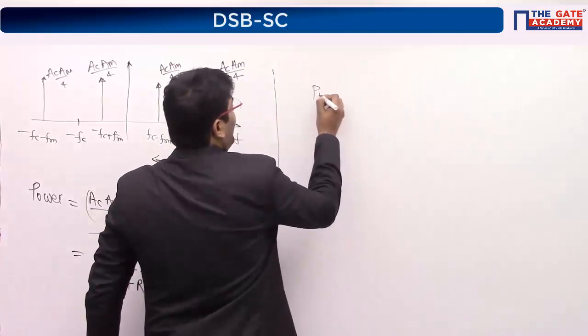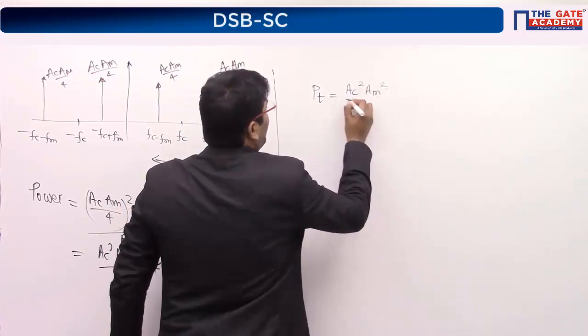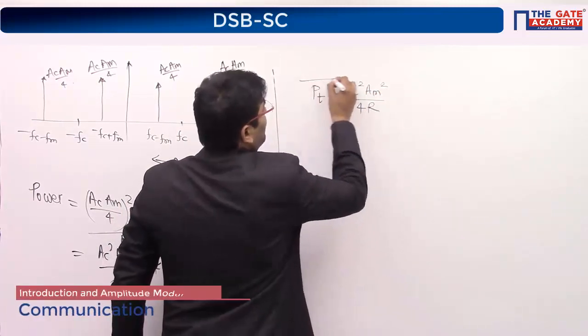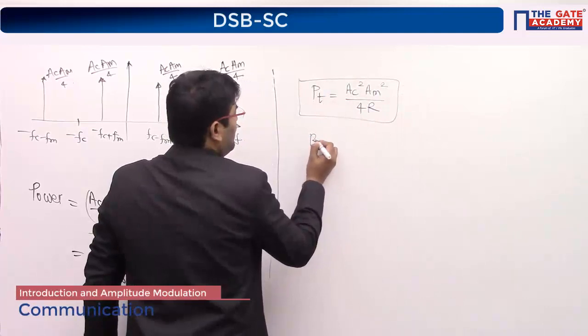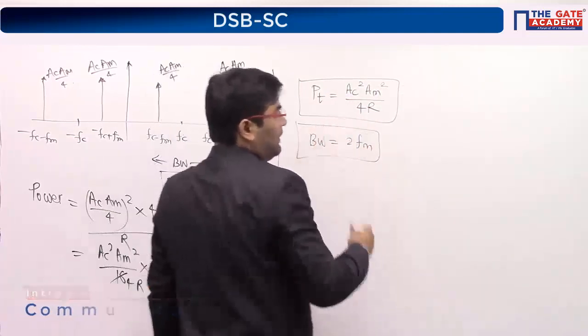So the power formula has become AC square, AM square by 4R. Bandwidth, we already know, is twice Fm. Please write it down.